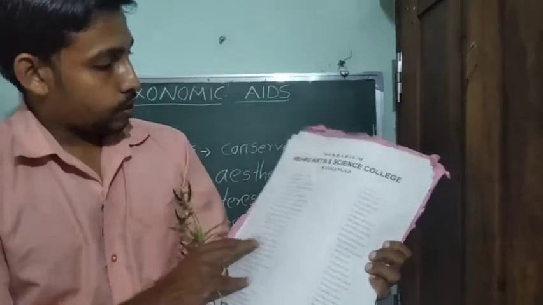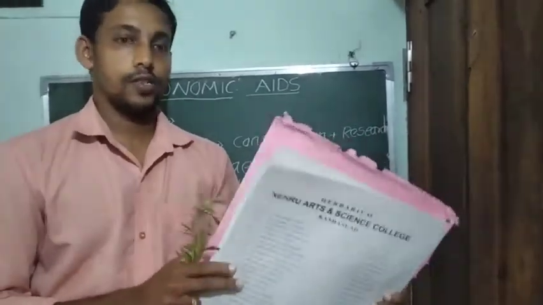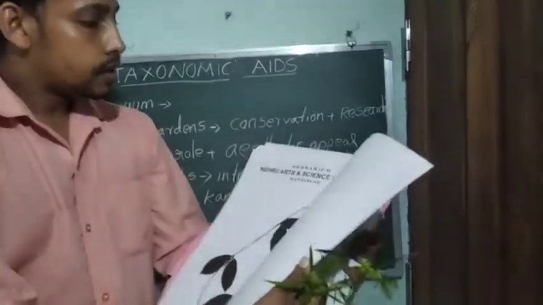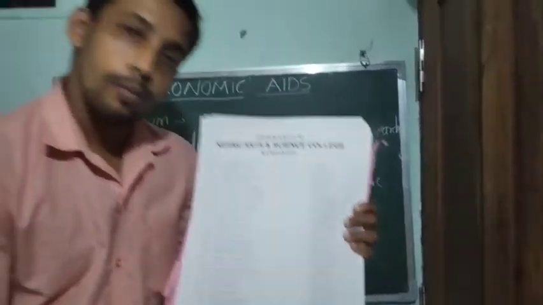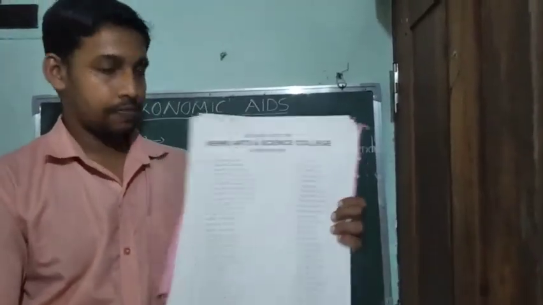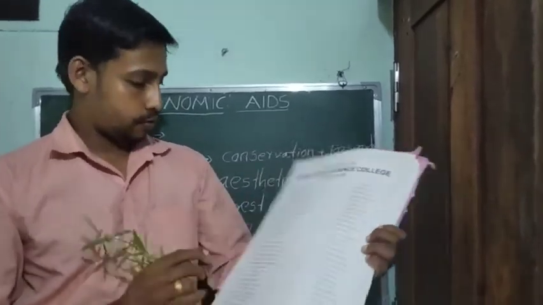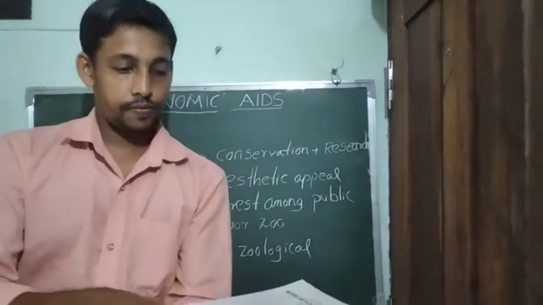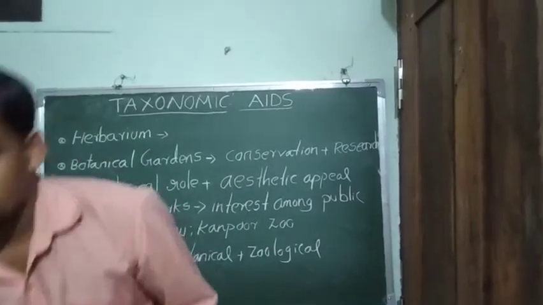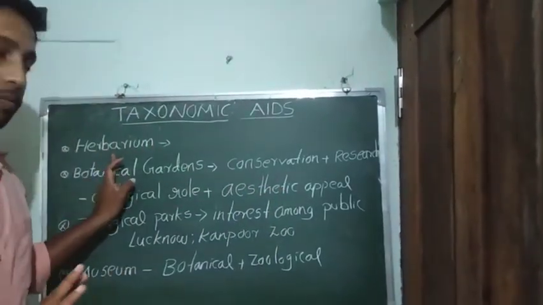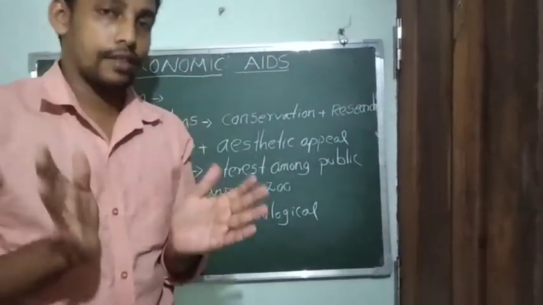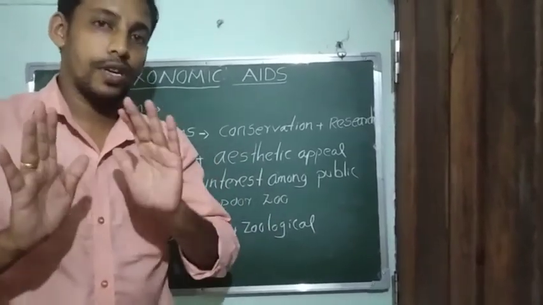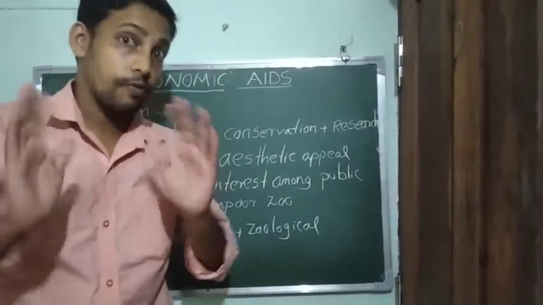I think you might have understood this topic. So this is a herbarium collection, and we can also make a herbarium. After reopening our school, we can make a herbarium. So the first one was what? The herbarium. It's a collection of plants which are dried, pressed and preserved for reference.